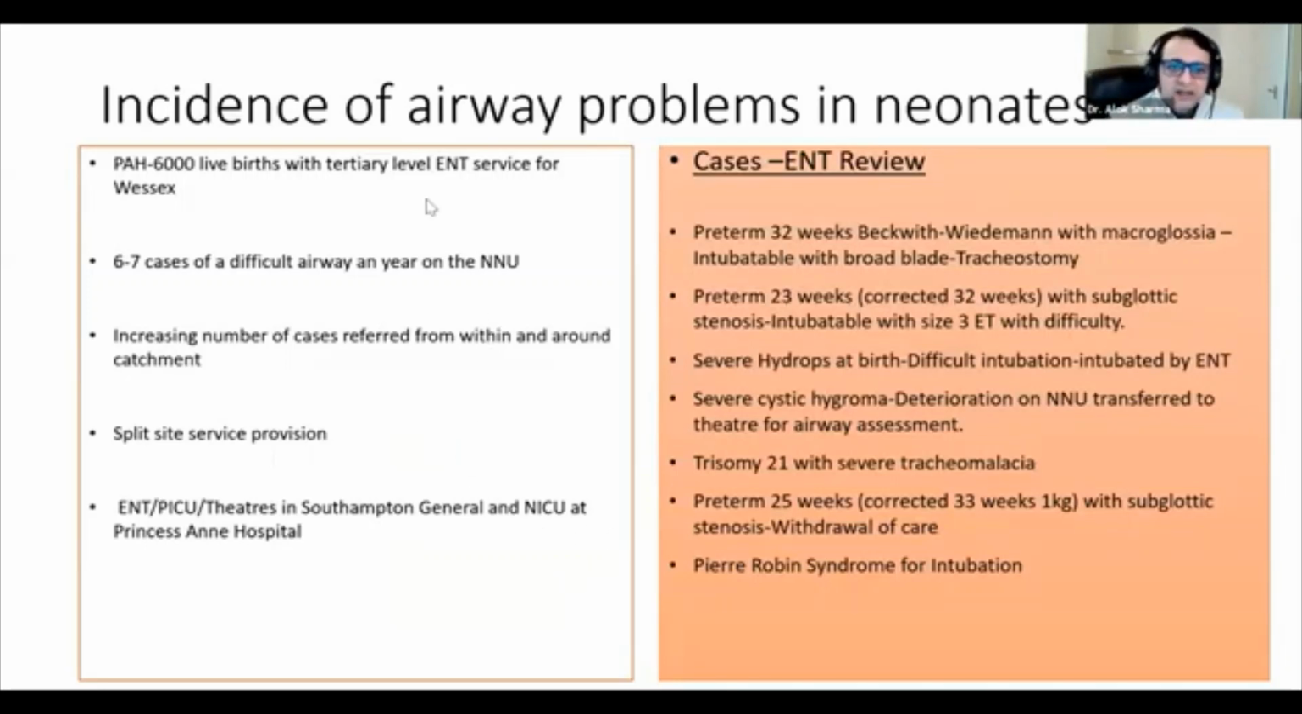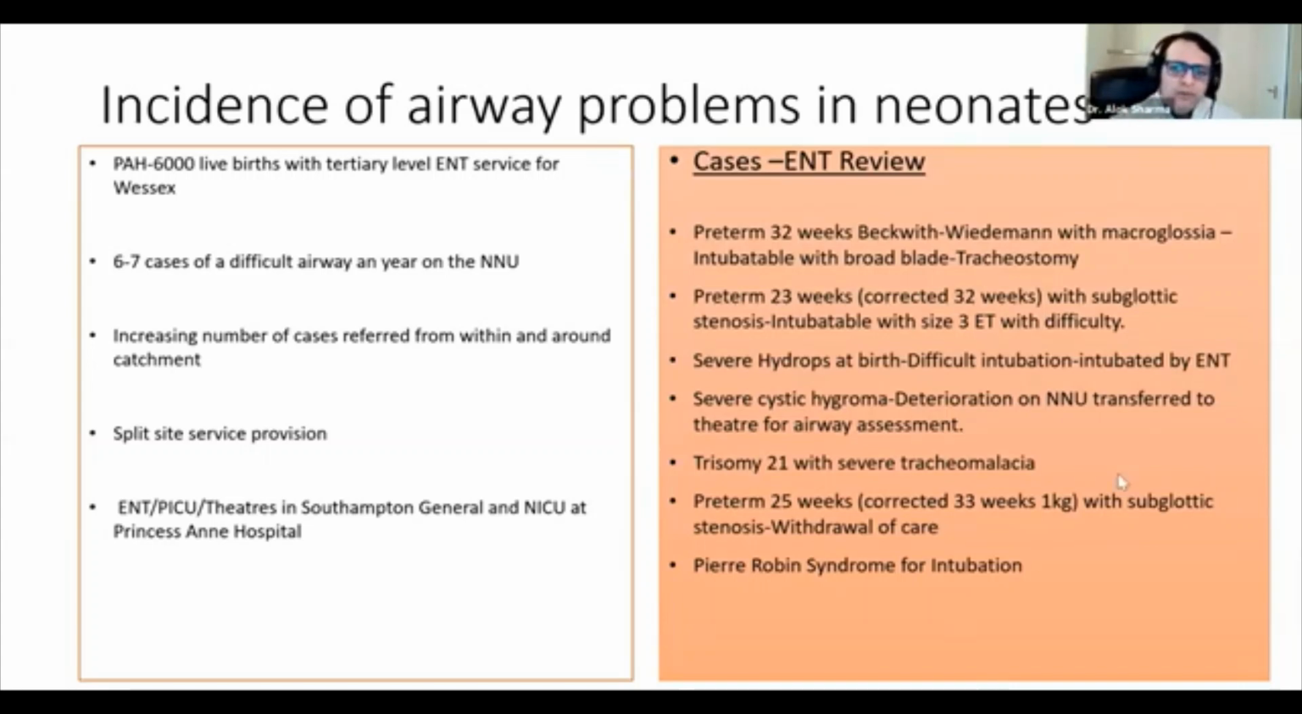However, not unexpectedly, we're a quaternary unit. We manage difficult airways, and we have a variety of babies who come to us with a lot of, I would say, structural airway problems. So over the years, we've managed preterm babies with Beckwith-Wiedemann syndrome, preterm babies with severe subglottic stenosis, babies who are severely hydropic, who have significant cystic hygromas. Interestingly, we've had the odd baby with trisomy who's had severe tracheomalacia and been difficult to intubate. And then we manage babies with Pierre-Robin syndrome. On an average, of the 6 to 7 cases of difficult airway management every year, we usually have 1 or 2 cases who have structural problems.